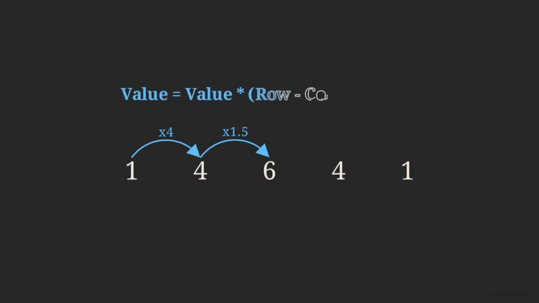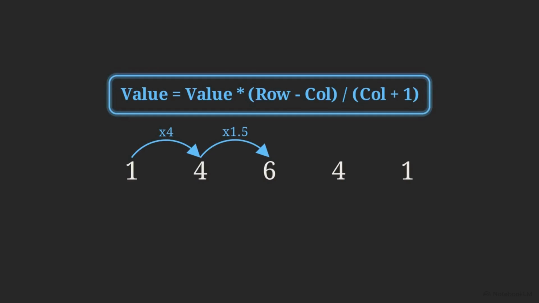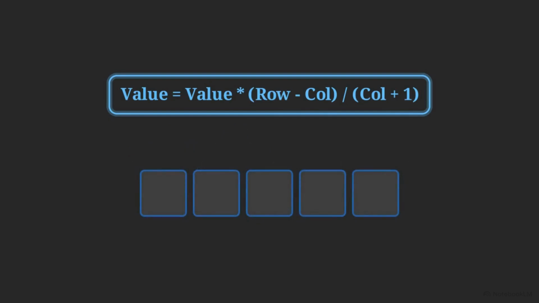Instead, we can look at the relationship between adjacent numbers within the same row. In row 4, the number 4 is 4 times larger than 1. The number 6 is 1.5 times larger than 4. There is a fractional relationship between these neighbors that we can express as a formula. The current value, multiplied by the row minus the column, divided by the column plus 1. Every row resets this process, starting with an initial value of 1 in the first column.